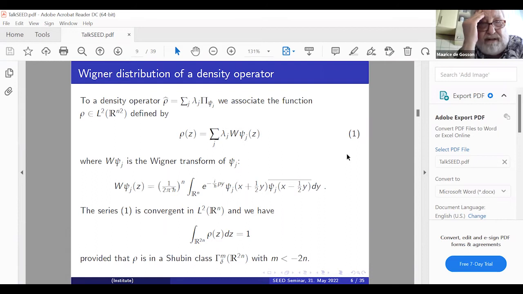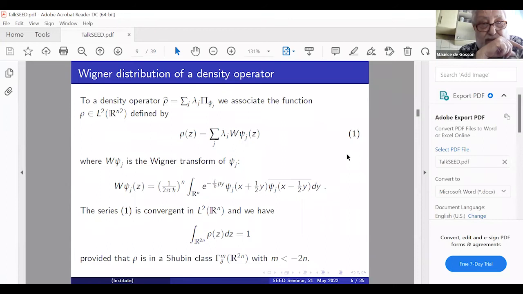I define this because I want to define the Weyl symbol of a density operator. So to a density operator rho hat, we associate a square integrable function rho, defined by, oh, it should be L2 in R^2n, not R^n, well, it's the same thing, of course. And this function is defined by formula one. It's just a convex sum of Wigner transforms of the psi_j's, where W psi_j is the Wigner transform of psi_j, defined by the formula you see below here.